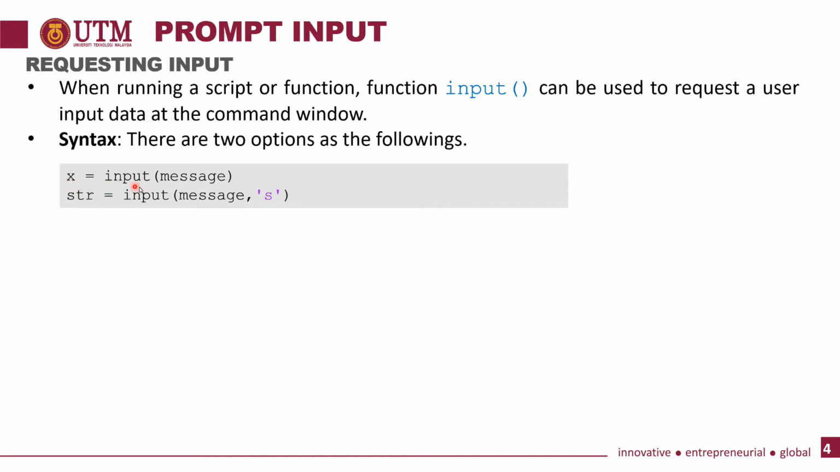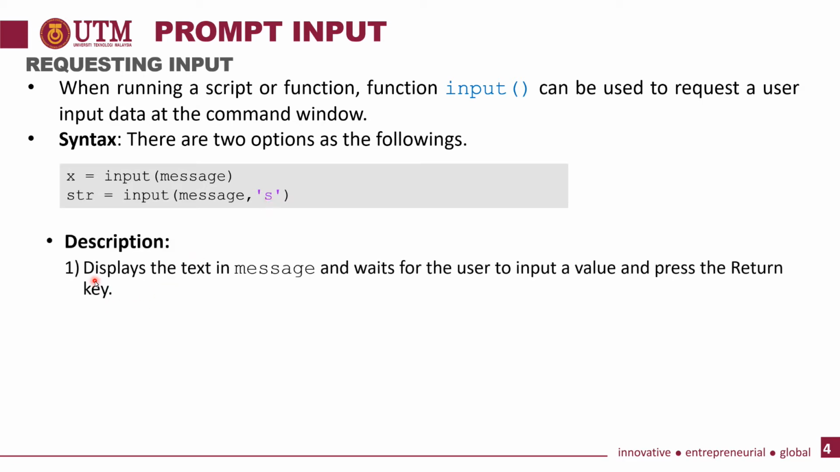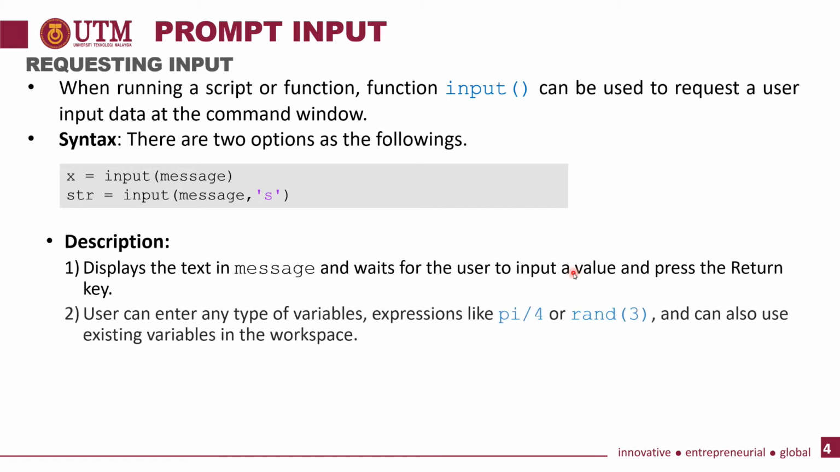Either x equals input and then the message that you want to display to your user, or you can use string equals input with the message that you want to display, and also the 's' here. Later on I will show you some examples of how to implement the requesting input command for the users. The description is that it displays the text in the message and waits for the user to input a value and press the return key. The second description is that the user can enter any type of variables or expressions like pi over 4 or rand(3), and can also use existing variables inside the workspace.